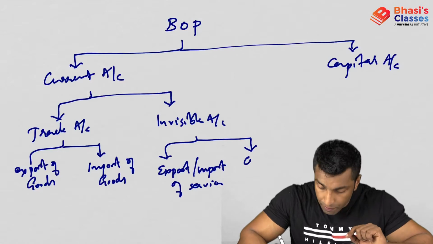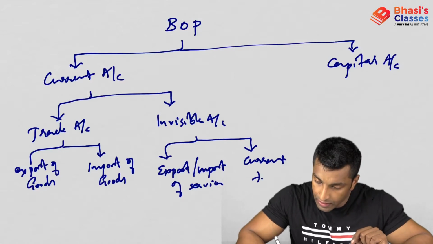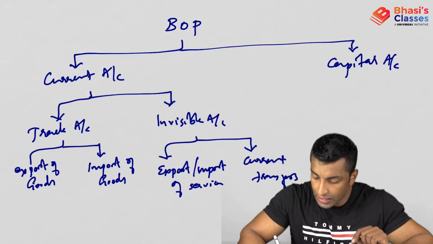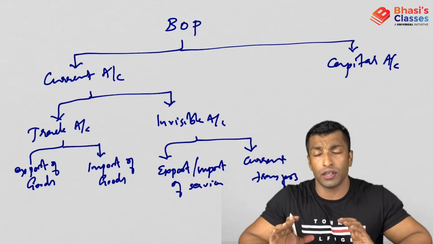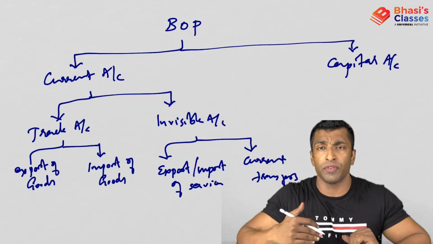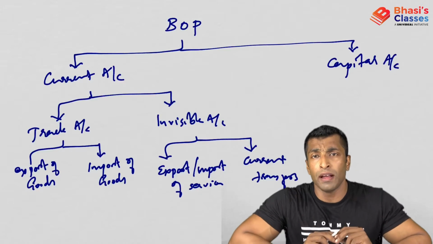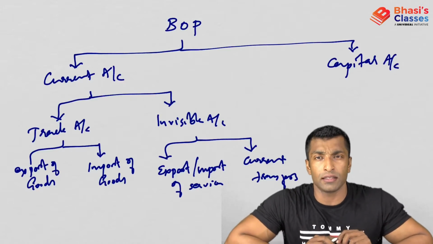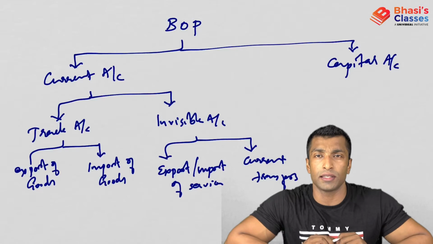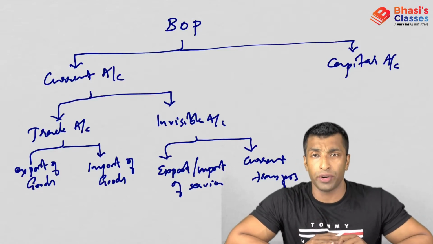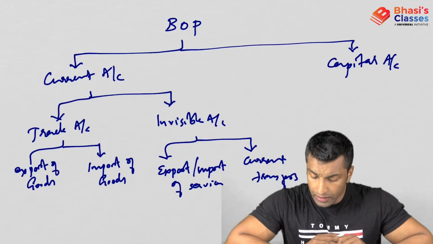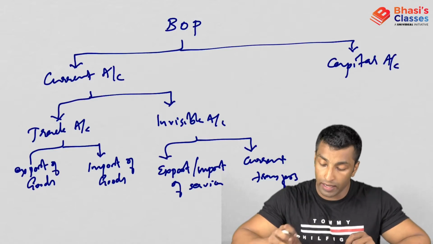And one more component is there, that is current transfer, which involves the transfer receipts which we receive and the transfer payments, or basically these are foreign remittances in the form of gifts, grants, etc. Okay, and I have told you we are one of the largest receivers of foreign remittances. Okay, so these are the things which come under current account.